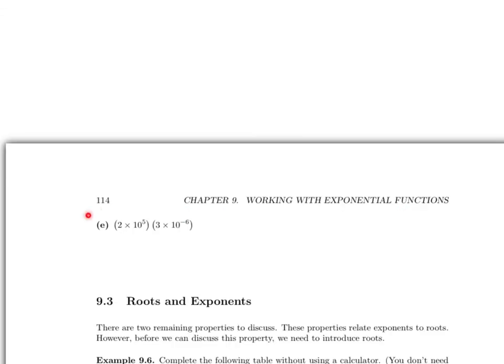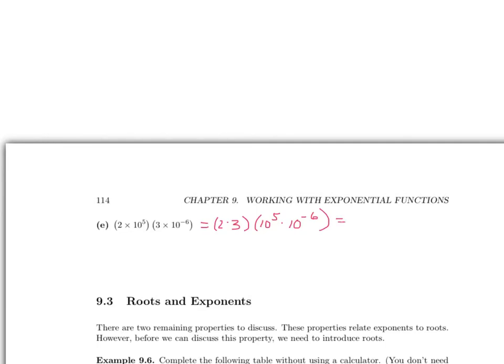Okay, now let's go ahead and look at example E. Here we're taking 2 times 10 to the 5th and multiplying that by 3 times 10 to the negative 6. Despite the parentheses, all we're really doing is multiplying 4 quantities together. And again, the associative and the commutative properties of multiplication suggest we can perform these multiplications in any order we like. So we can multiply the 2 and the 3, and we can multiply the 10 to the 5th by the 10 to the negative 6th.